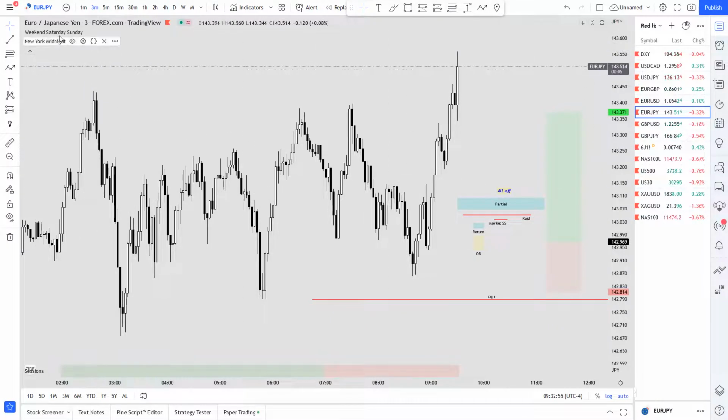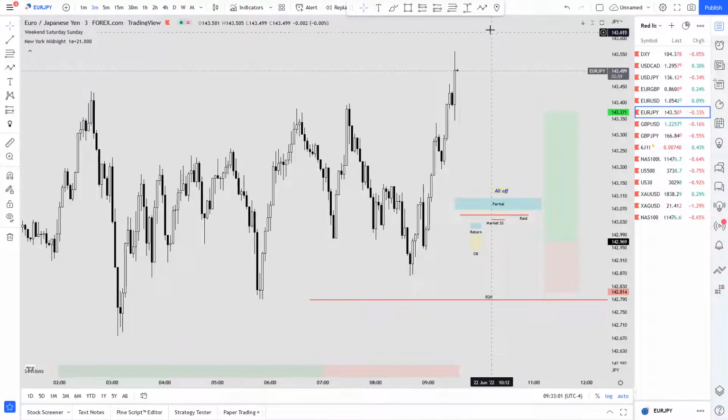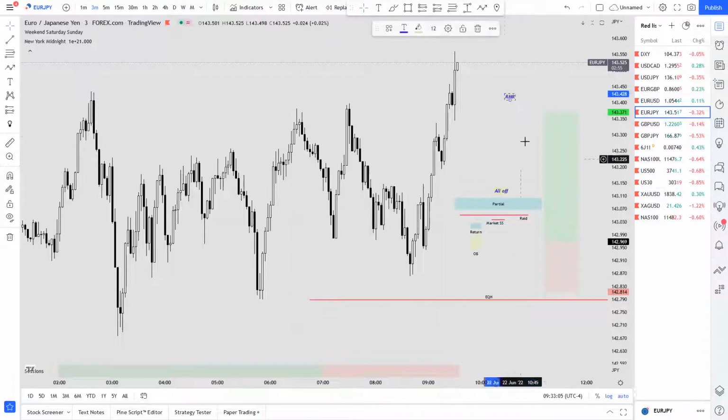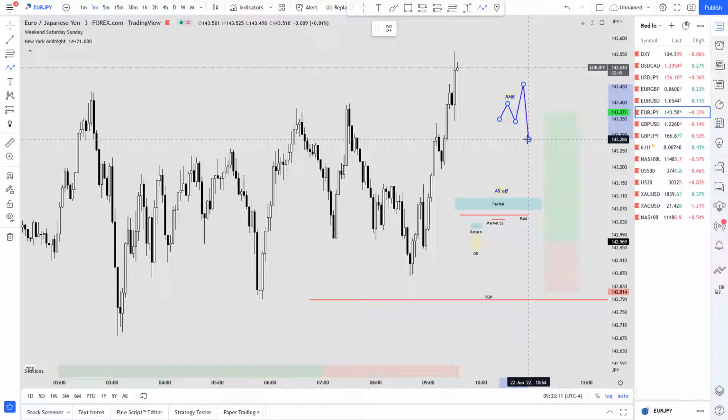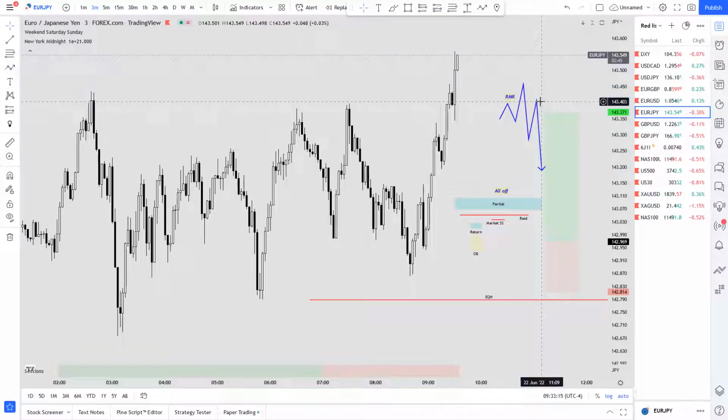In this video we'll be looking at a forex pair, the Euro-Yen, as opposed to the Nasdaq 100. However, the pattern we're looking for is always the same, which is the RMR pattern. So when you've got a range, we look for a raid, a market shift, and then the return, and we participate on that return.